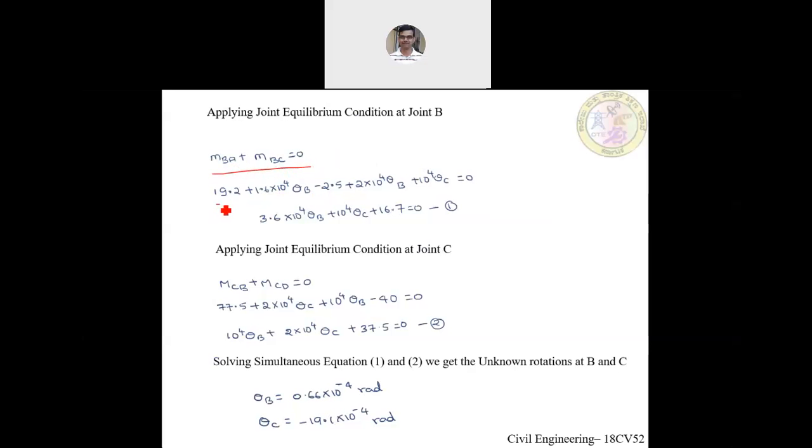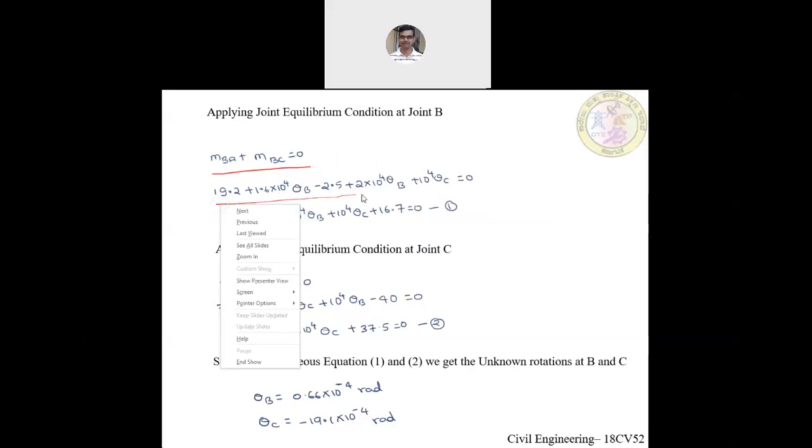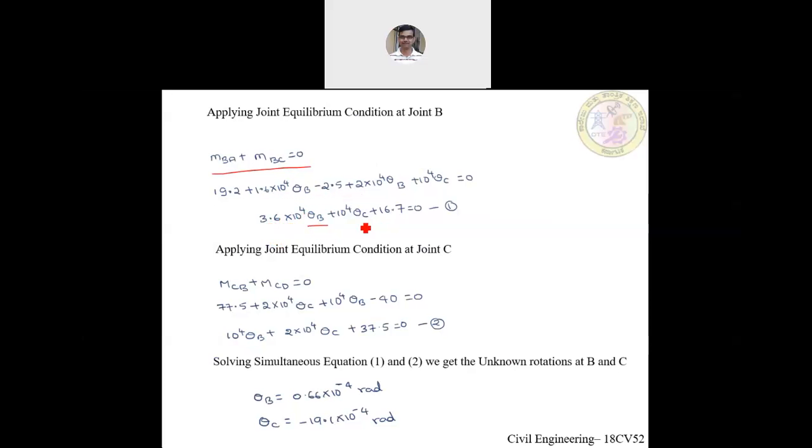I will write the equations for MBA and MBC, add them together and equate to 0. On simplification, I can write 3.6 into 10 power 4 theta B plus 1 into 10 power 4 theta C plus 16.7 is equal to 0. I'll call this equation 1.